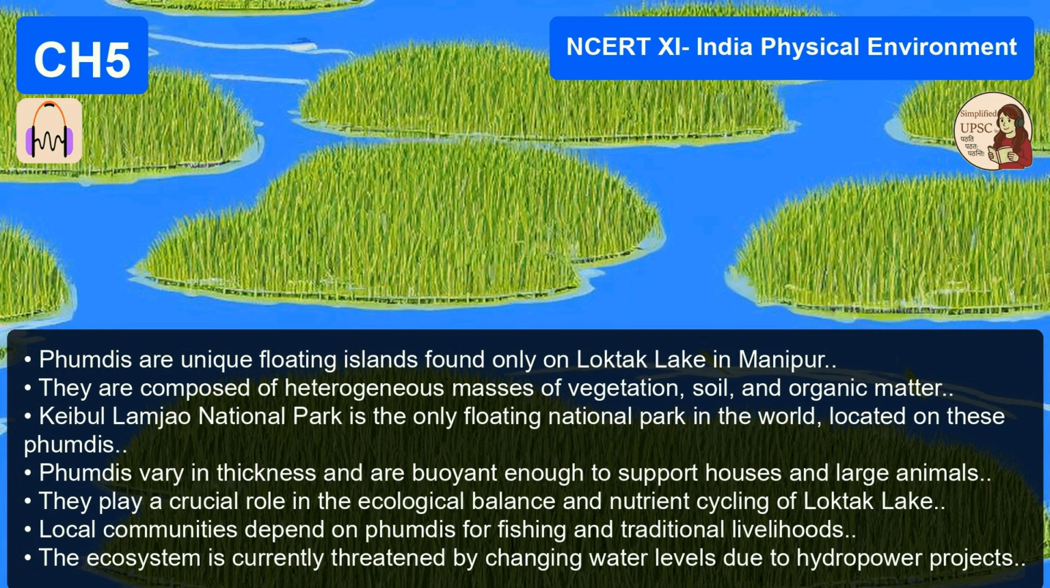Okay, listener takeaway. Keibul Lamjao equals Loktak Lake equals floating vegetation, phumdis, equals the dancing deer. Just memorize that entire chain. That's a guaranteed mark if it shows up on the paper.